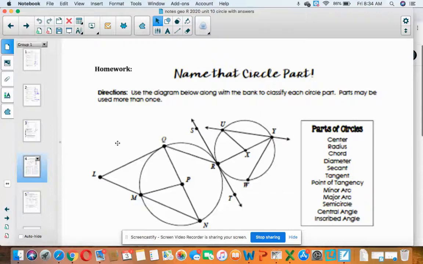So this is the GOR Lesson 1 homework answers. It should be page 4 in your packet. This is really just going over some vocabulary that you should be familiar with during this chapter.